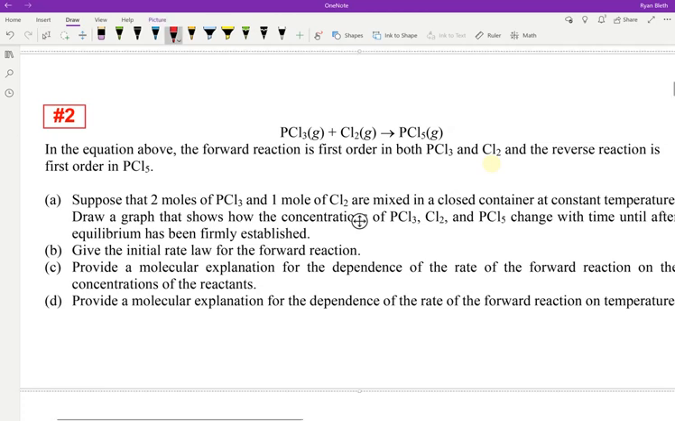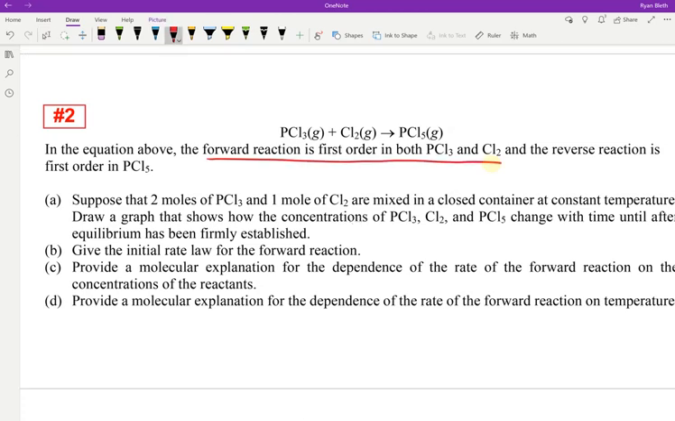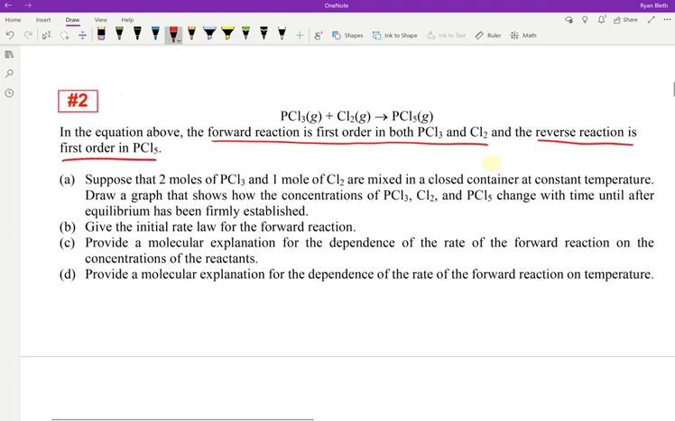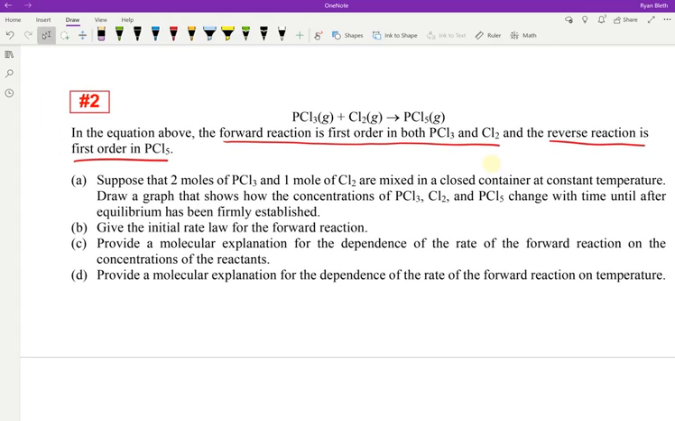The forward reaction is first order for both PCl3 and Cl2. That's vitally important. And the reverse reaction is first order for PCl5. So we get first order all around. If we didn't read that first sentence, we might be hunting around for, oh, they didn't give me enough information to answer this question. How the heck am I supposed to do it? Well, it's there. You just have to know what you're looking for.